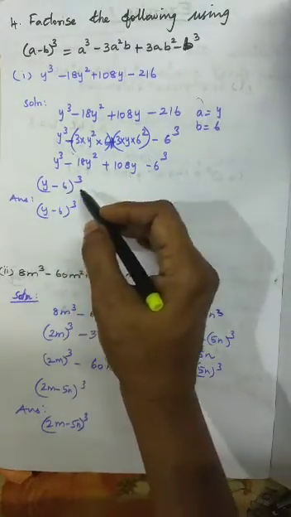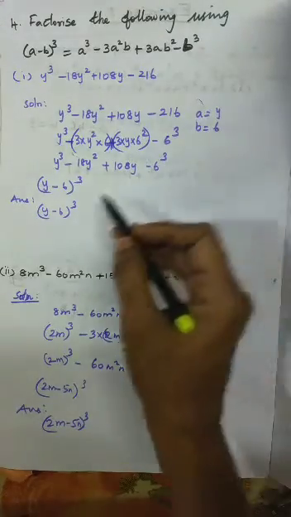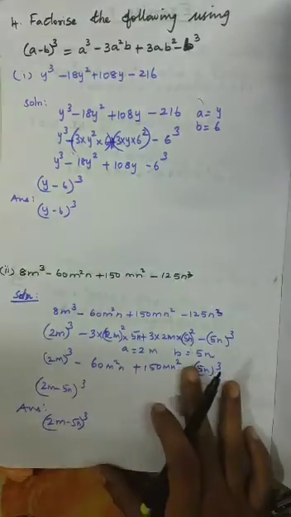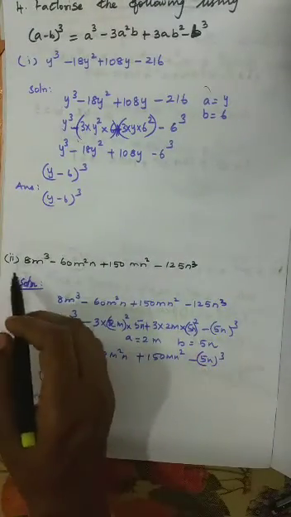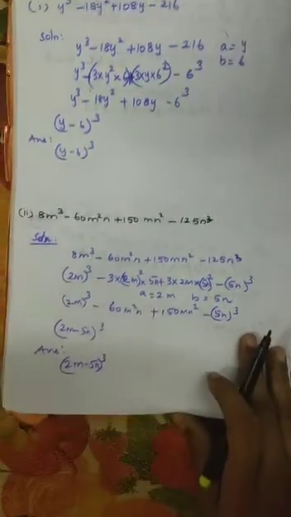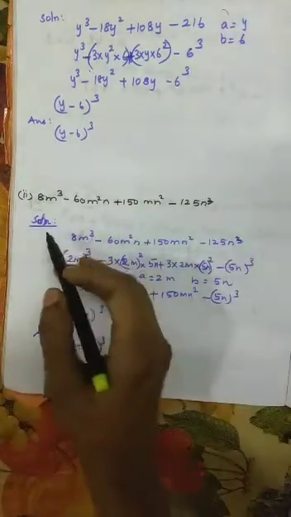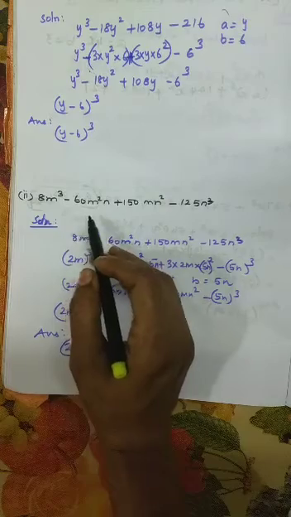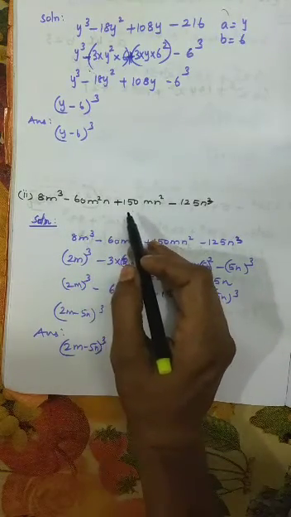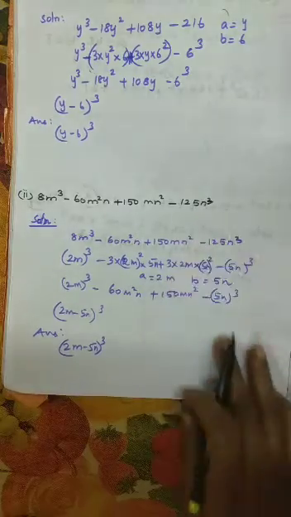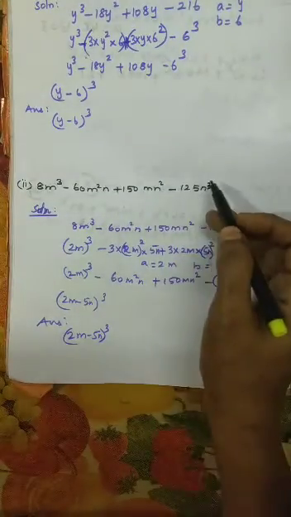That is a minus b the whole cube. So answer is y minus 6 the whole cube. Then second sum. The same identity we are going to use for the second sum. Okay. The second sum is 8m cube minus 60m square n plus 150 m n square minus 125 n cube.